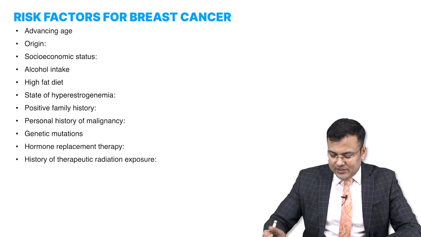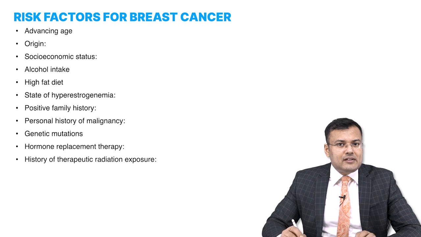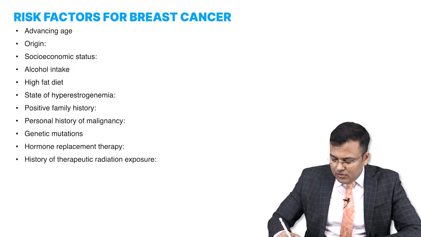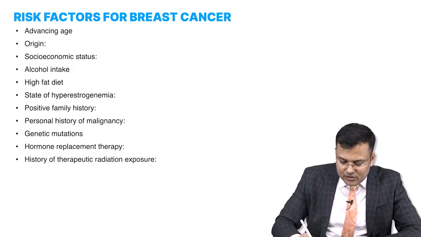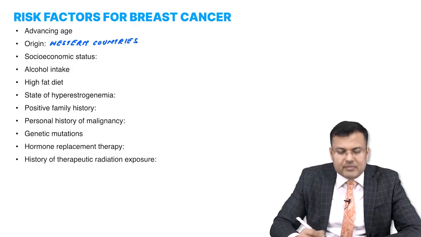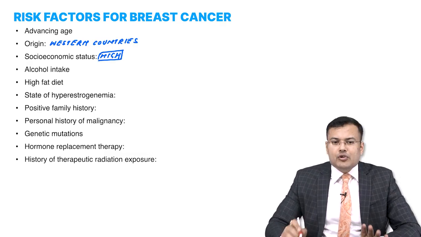First, advancing age. It's a risk factor for any kind of malignancy. One of the most important risk factors for any malignancy is advancing age. Origin: she belongs to Western countries. Clear? Socioeconomic status: obviously, the patient belongs to high socioeconomic status.